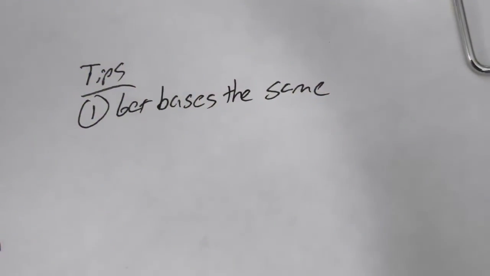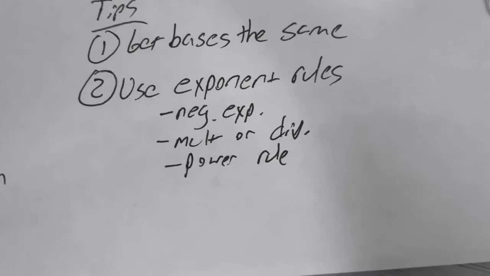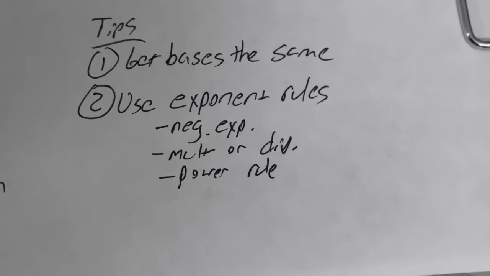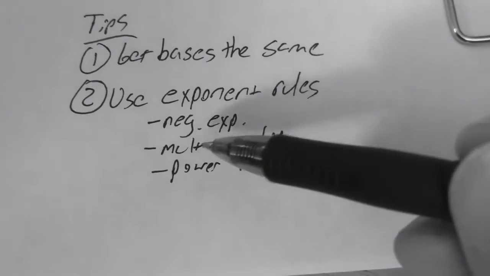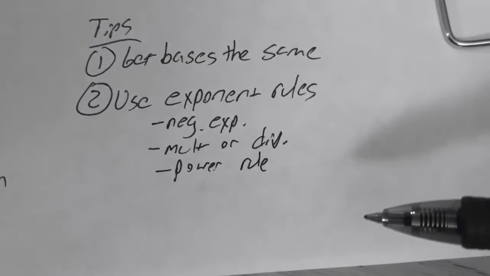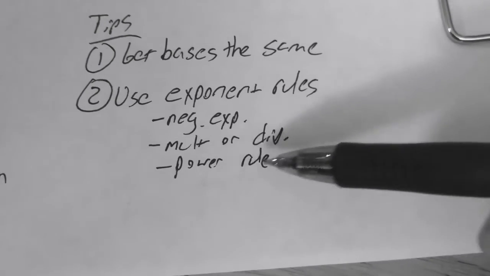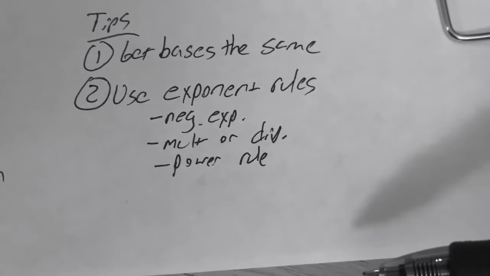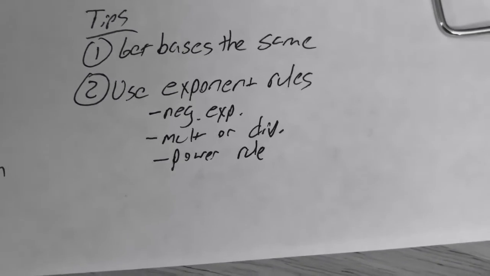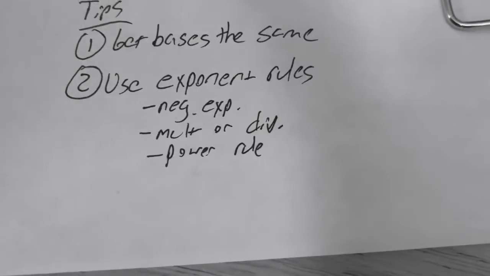So your tips, first one, get your bases the same. Do what you gotta do. Secondly, use your exponent rules. Negative exponent rule, if you're multiplying or dividing, no, you're adding or subtracting those exponents. And your power rule, you're multiplying. You may have to distribute if you're multiplying an exponent to another exponent that is two term. So don't forget that, and don't forget to distribute negatives if you're subtracting.